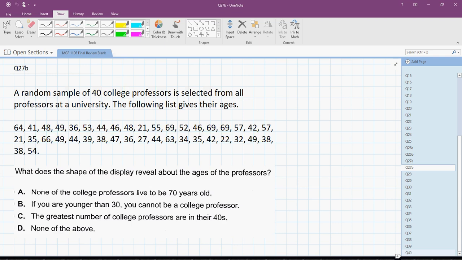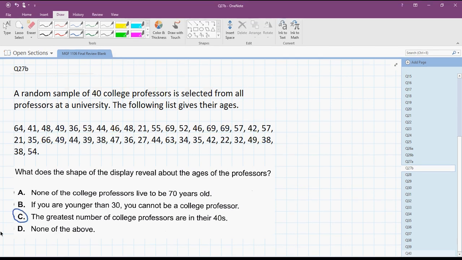If you're younger than 30, you cannot be a college professor. Well, that's not true. We have professors that are younger than 30. The greatest number of college professors are in their 40s. Is that true? Absolutely, because that's where we have the most amount of numbers. So the answer is C, because obviously since we have C for an answer, you can't be D.